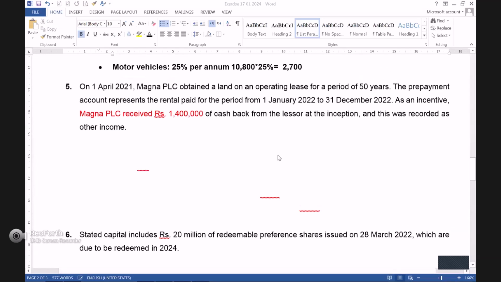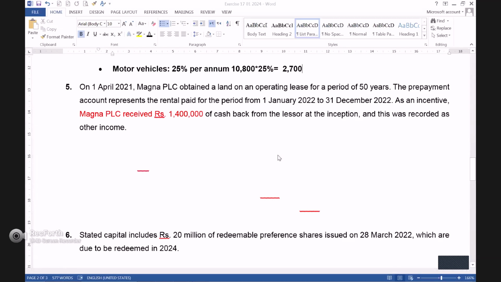So then next one. On 1st April 2021, Magna PLC obtained a land on an operating lease for the period of 50 years. The payment account represents the rental paid for the period of 1 January 2022 to 31st December 2022. As an incentive, Magna PLC received 1.4 million cashback from the lessor at the inception, and this was recorded as other income.